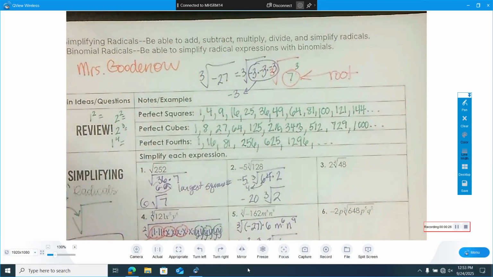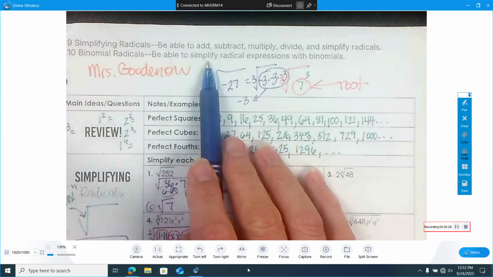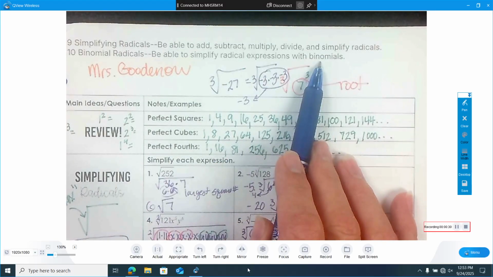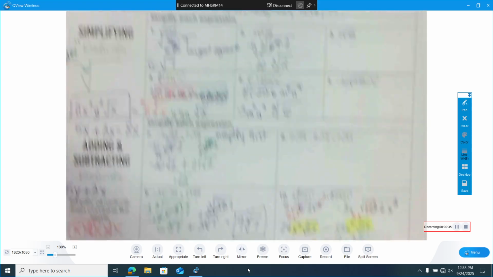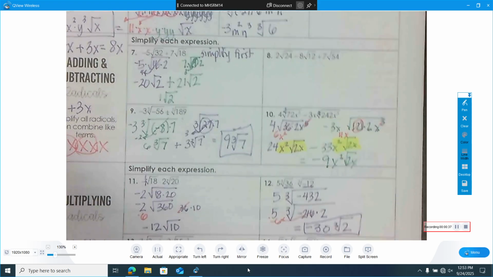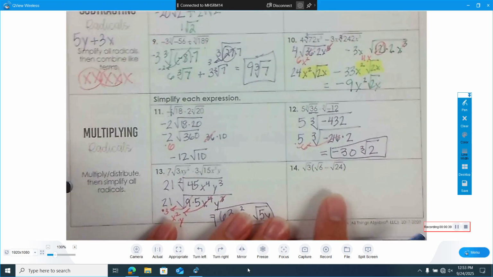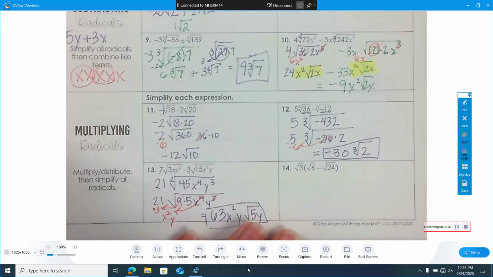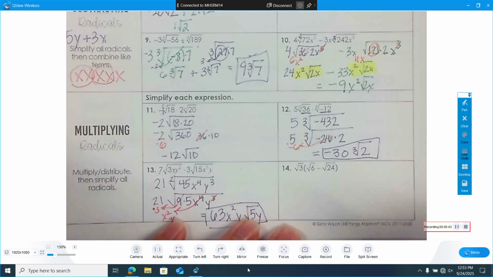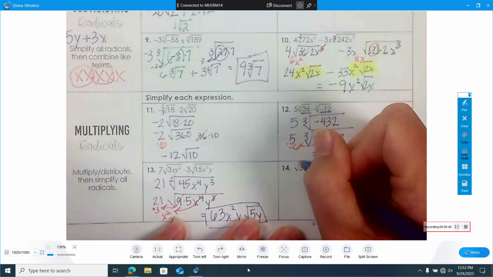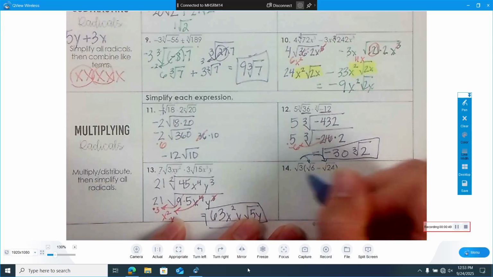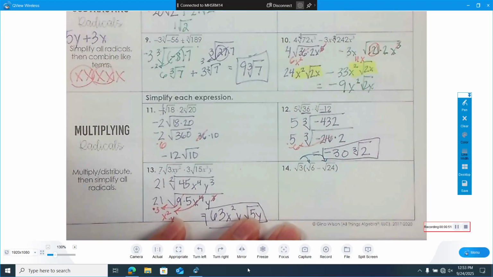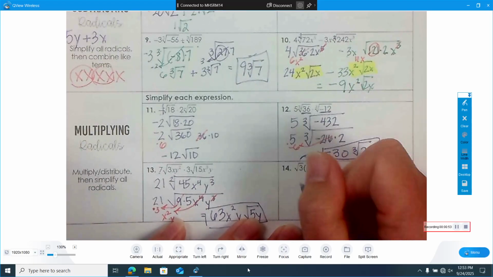So today we're working on simplifying radical expressions involving binomials. Binomials means two terms. You can see here at the very bottom, we're looking at number 14. All the same operations still apply, but we're going to involve distributing today. So this becomes radical 3 times radical 6. What is radical 3 times radical 6?